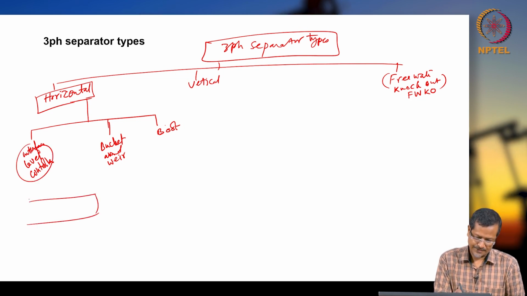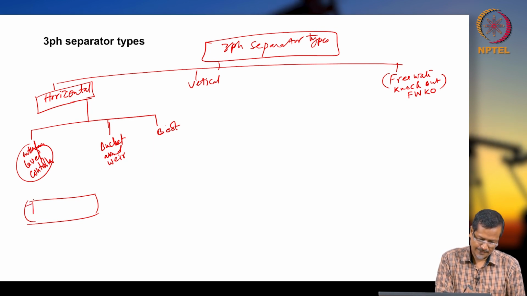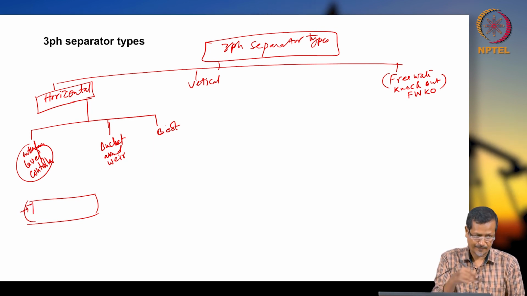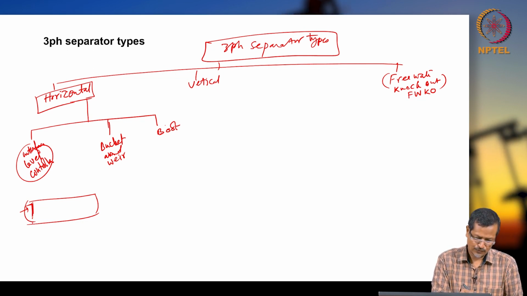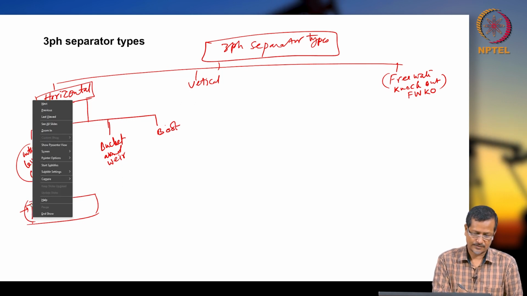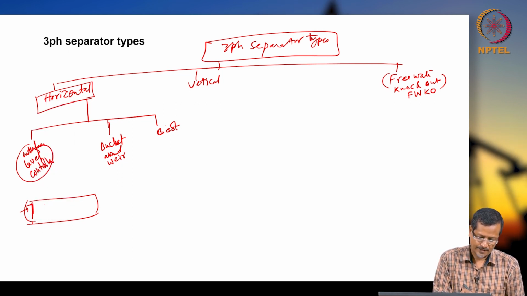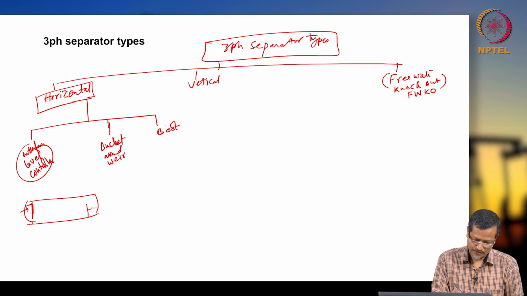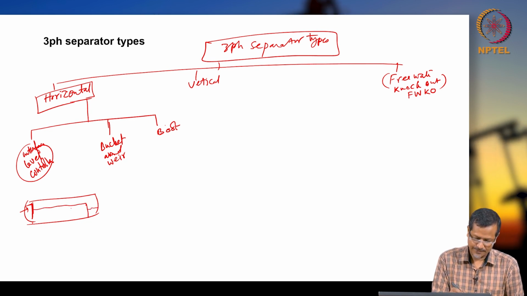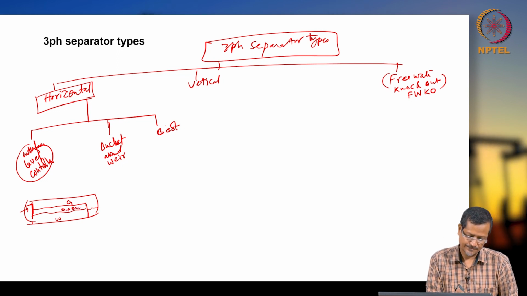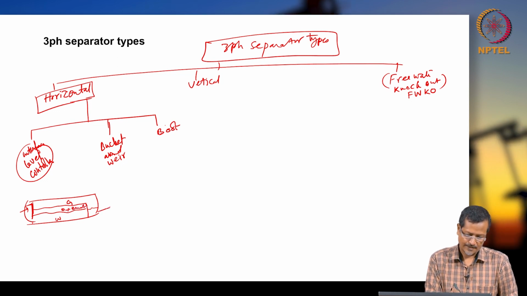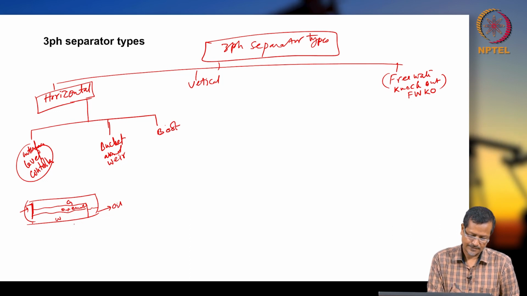You have a horizontal separator and you have an inlet diverter. I am not drawing it properly, just drawing quickly. This weir will be longer and will go down to the water level. Inside the water, this weir will go, and you will have one weir for oil. So this is oil, this is water, oil, gas. Oil means oil plus emulsion. And this is oil out, this is water out, this is gas out.